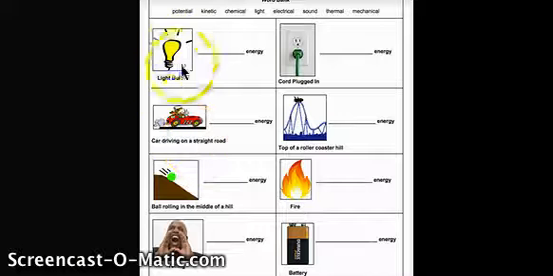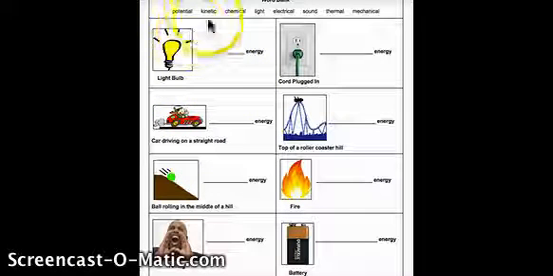The first picture is a light bulb. What type of energy does a light bulb have? Press pause to fill in your answer. Press play when you're done. Next, you have a cord that is plugged into the wall. What type of energy is that? Press pause to write that. Press play when you're done.